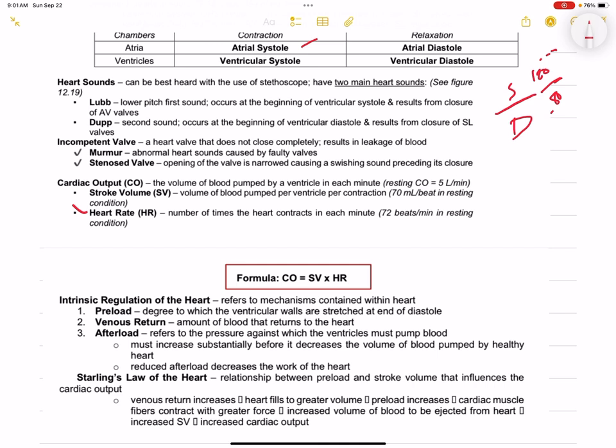Okay, so the formula to get the cardiac output is stroke volume times heart rate. So, multiply them to get the cardiac output, or how much volume of blood is pumped by our ventricle each minute. Okay, so just multiply it. Then, the answer is our cardiac output rate.